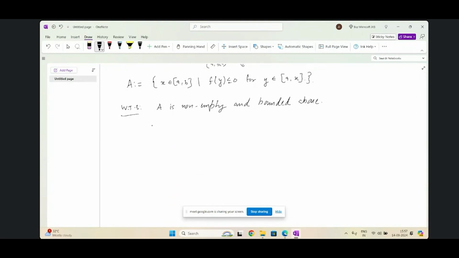0. For f of y? No, I'm asking for A. What is the upper bound of A? b, sorry, b. Yeah, right. Clearly you can see that b is an upper bound, right? But how will you show A is non-empty?